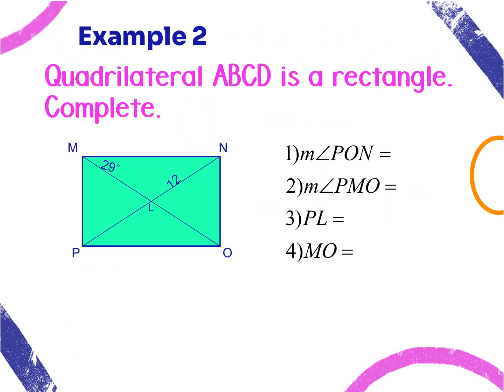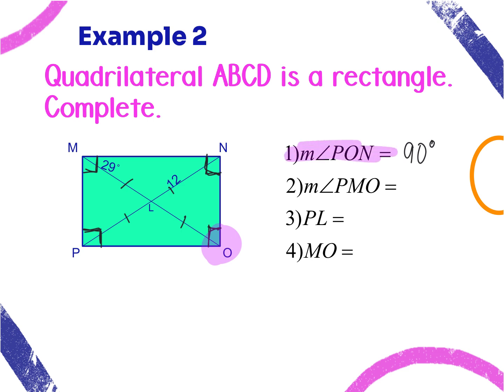All right, looking at the next example, we have a rectangle. What do we know about rectangles? We know that these are 90 degrees, and we also know that your bisecting lines are congruent. So I drew my congruency marks. With me drawing my congruency marks, what is the measure of PON? 90 degrees. It's the entire angle. Okay, we're drawing 90 degrees.